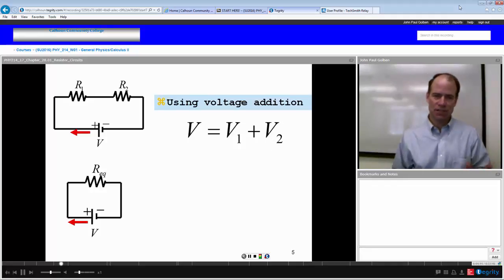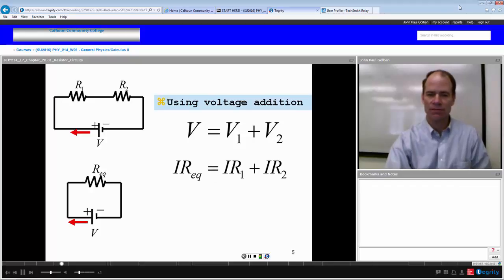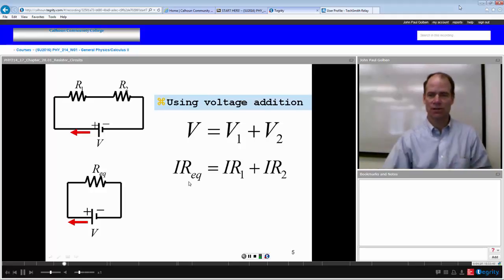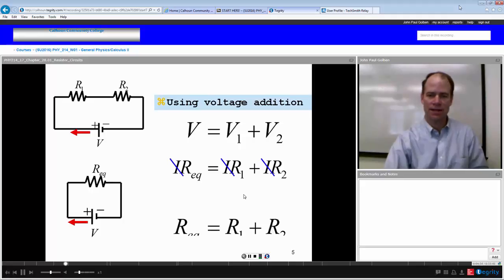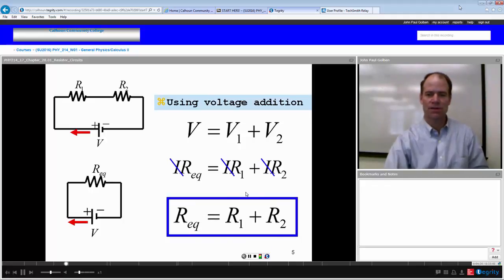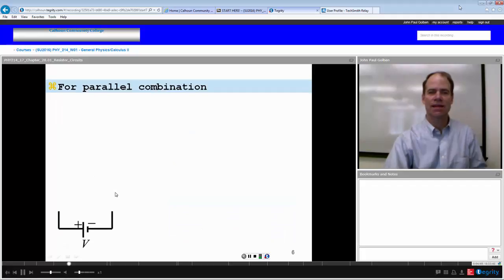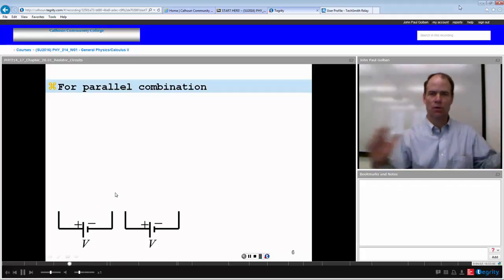Using the definition of Ohm's law, we would then have that the current times R equivalent is equal to the current times R1 plus the current times R2. Since I is the same in all these terms, and it's the same on either side of the equal sign, we can divide through by I and get rid of that, and we get this result. R equivalent is equal to R1 plus R2. We did this for two resistors in series, but we could have done this for any number of resistors in series. Resistors in series add, and that gives us our total resistance.